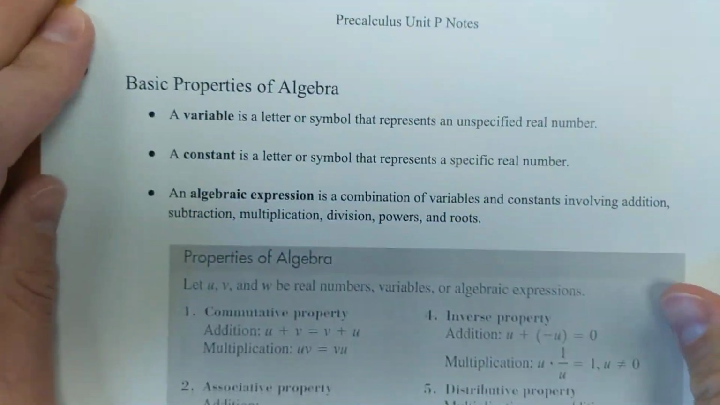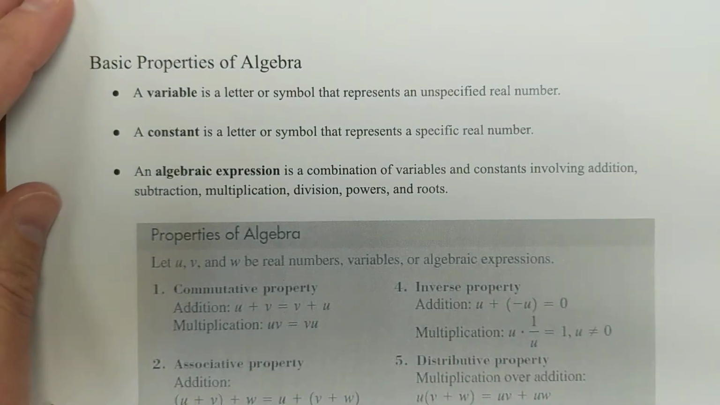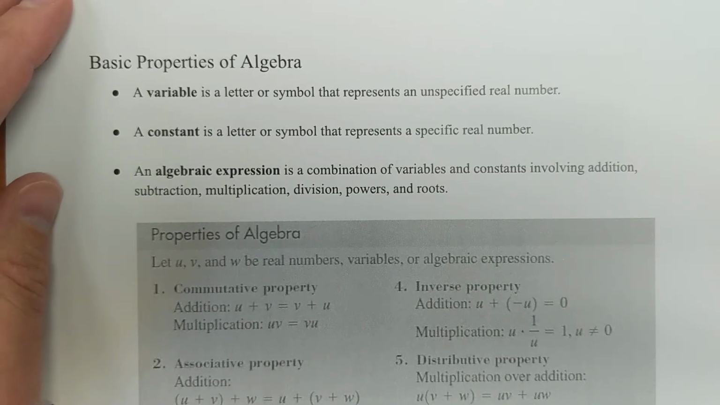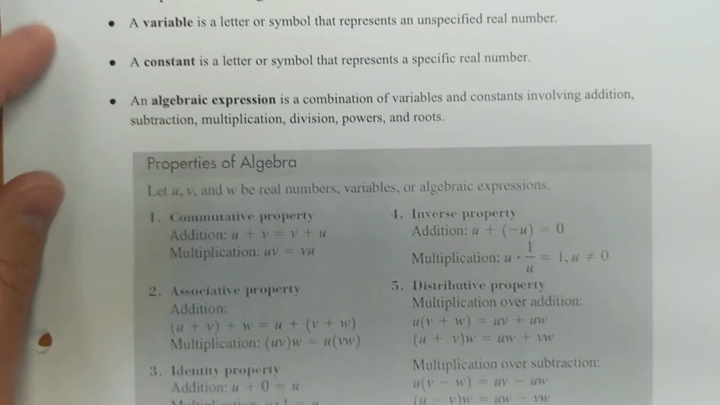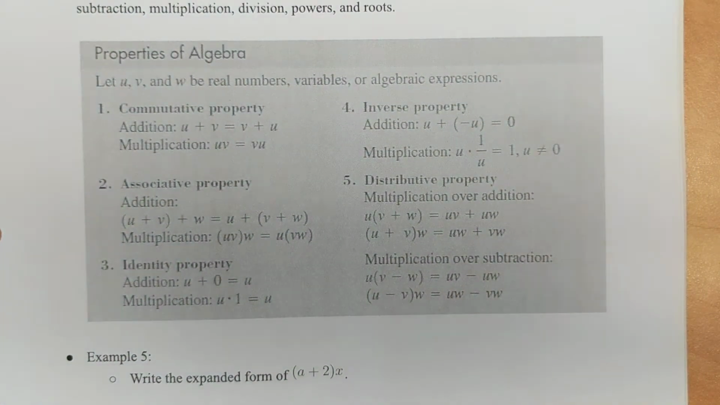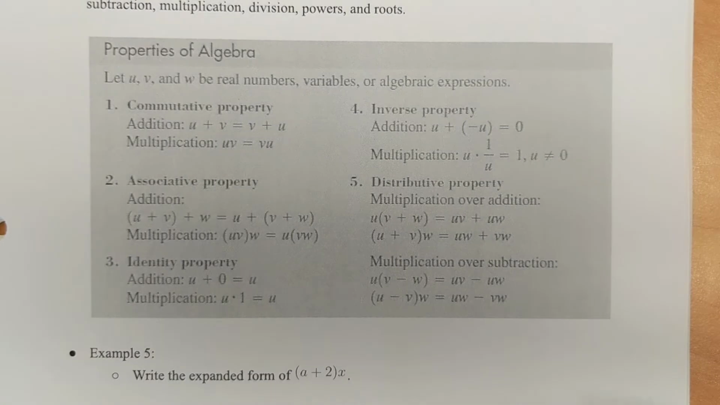All right, basic properties of algebra. So just a couple definitions. A variable is a letter or symbol that represents an unspecified real number. A constant is a letter or symbol that represents a specified real number. And then an algebraic expression is a combination of those involving some operations: addition, subtraction, multiplication, division, powers, and roots. And then you have a whole bunch of properties of algebra, which I'm not going to spend a whole lot of time on because you can read them just as well as I can read them to you.